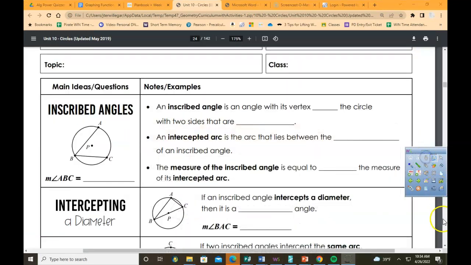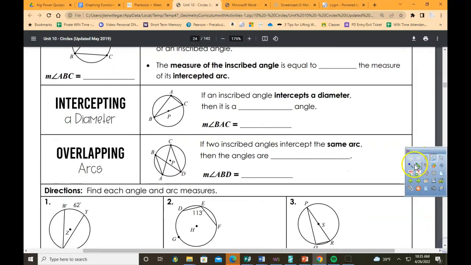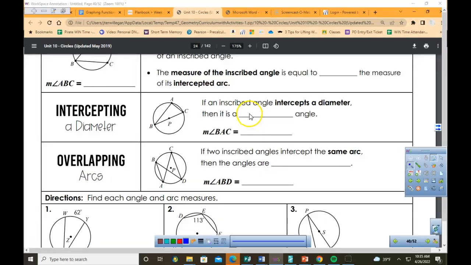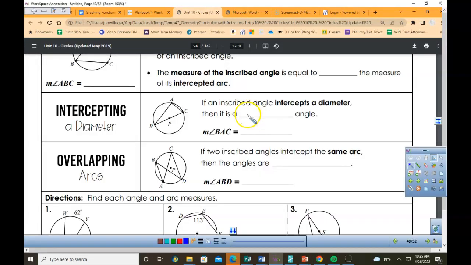Now, some crazy stuff happens. What happens if I intercept a diameter? Well, if you intercept a diameter and there's a triangle involved, then it's going to make a right angle, because half of 180 is 90 degrees. Okay, so if it intercepts a half circle, it's just automatically a right angle, and it makes a right triangle. Okay, so the measure of BAC on this one would be 90 degrees.